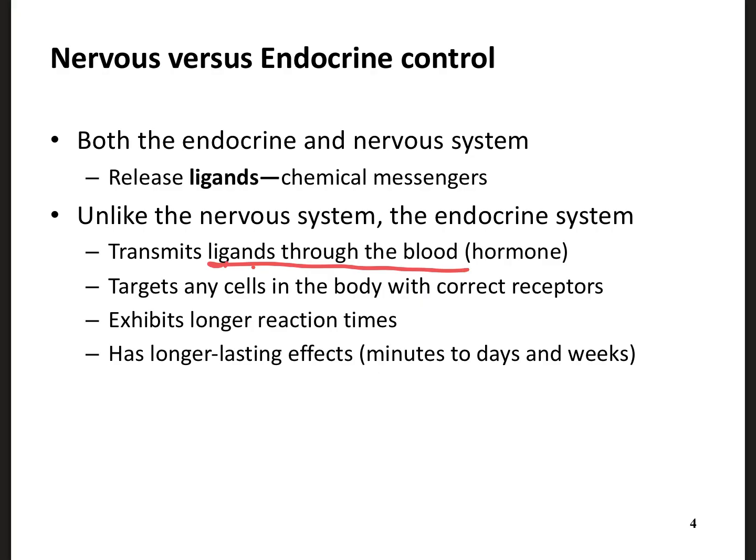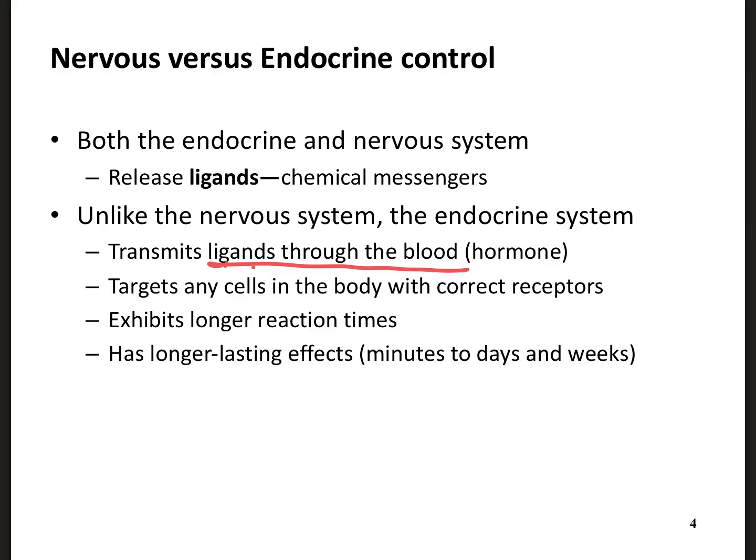Okay? It will target the cells with any of the receptors, right? So acetylcholine can target muscles because it has the receptor. Okay, so that characteristic is shared between the two of them, right? Target cells only respond to the ligands that are produced if they have the receptor that can bind and work through that to that hormone.